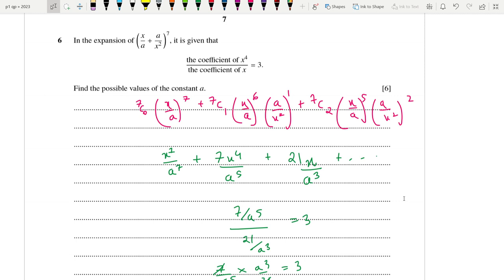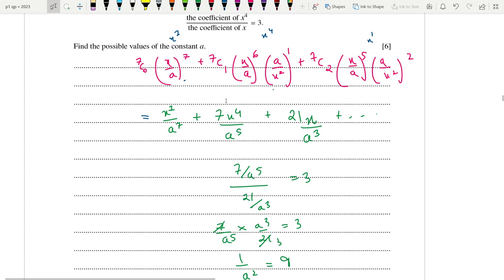So for the coefficient of x to the power 4, which one is it actually? Guys, this is x to the power 7. This is 6 minus 2, x to the power 4. This is 5 minus 4, x to the power 1. So we have them. I simplified them further.